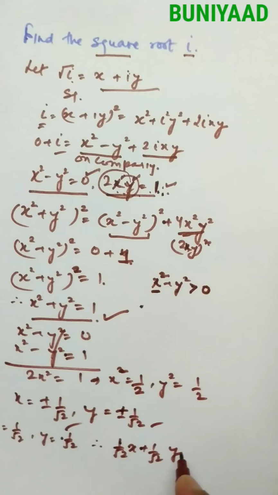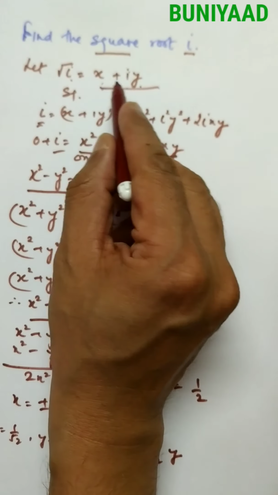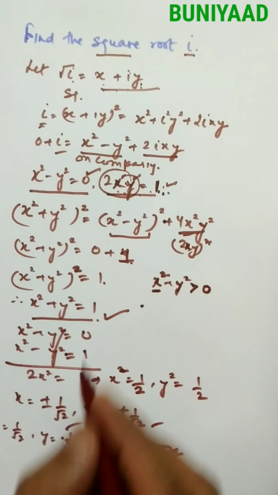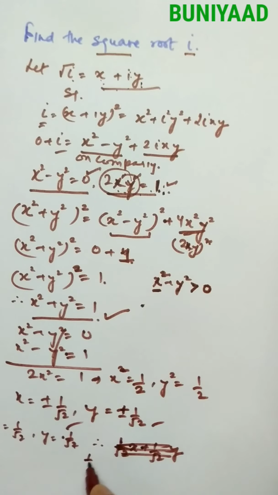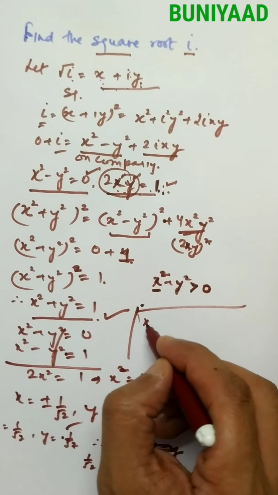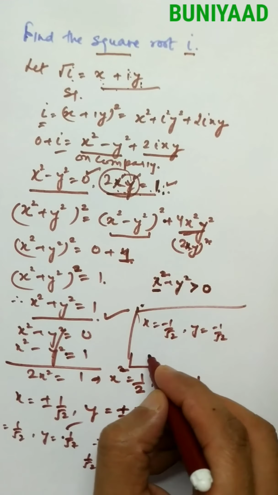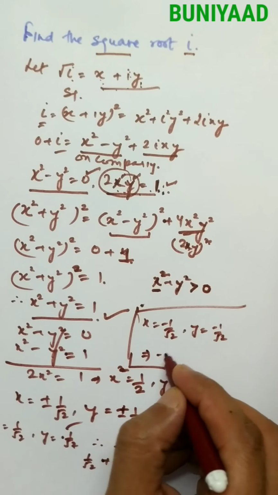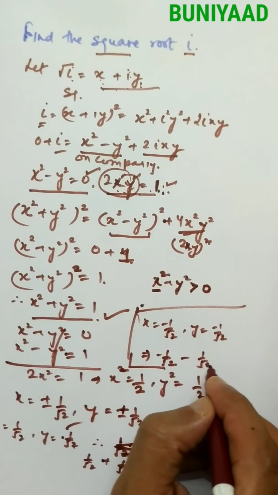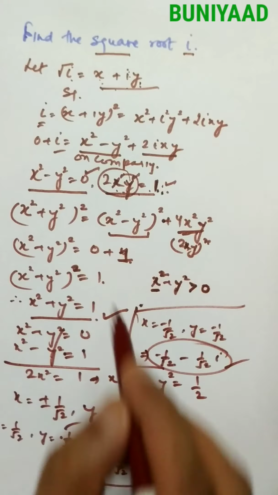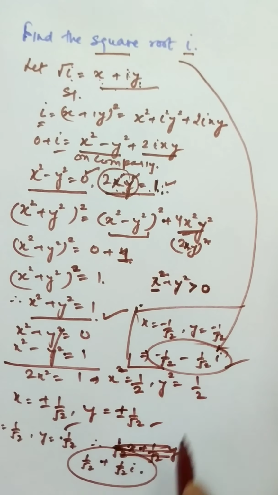x plus iota y. So in that case, what is x? Sorry, x is 1 by root 2 and y is 1 by root 2. In that case, it will be 1 by root 2 plus 1 by root 2 iota. And if it is negative, if x is minus 1 by root 2 and y is minus 1 by root 2, in that case, the square root will be minus 1 by root 2 minus 1 by root 2 iota. These are the two answers you have. For the square root of iota, you got two answers.